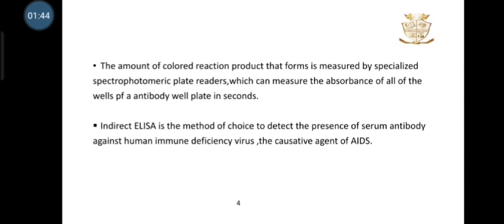The amount of color reaction product that forms is measured by specialized spectrophotometric plate readers which can measure the absorbance of all of the wells of a microtiter plate in seconds. Indirect ELISA is the method of choice to detect the presence of serum antibody against human immunodeficiency virus, the causative agent of AIDS.